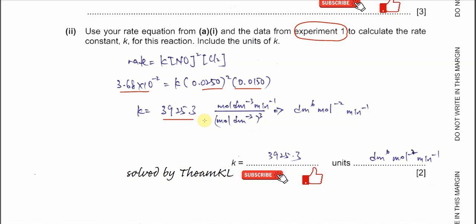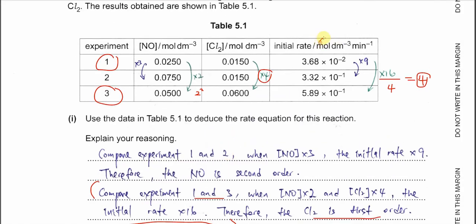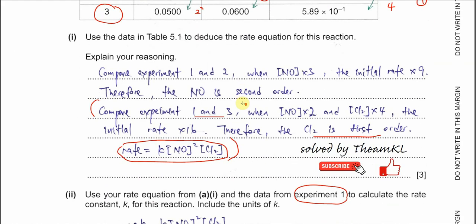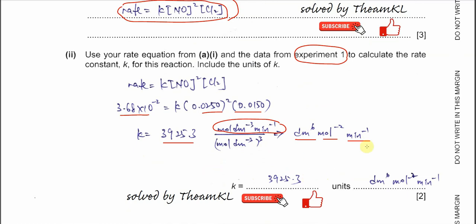So you should get 3925.3. And the units are also asked. The rate is in mole per dm cube per minute. Use this together with the 2 concentrations, so it's mole per dm cube per minute over mole per dm cube, cubed. Eventually you get dm6 mole negative 2 per minute. So this is the unit.